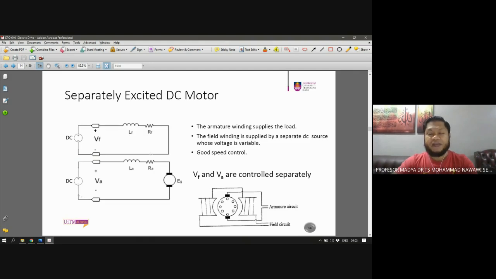So in the simulation package in PSIM, you will also see two different circuits here to represent it. There is one module, they call it a module package, and that package will show you the back EMF and the field winding. Therefore you can connect it as separately excited, or if you want to make it a series motor, you can do it in the simulation. I will show you later on. So this is the separately excited DC motor.